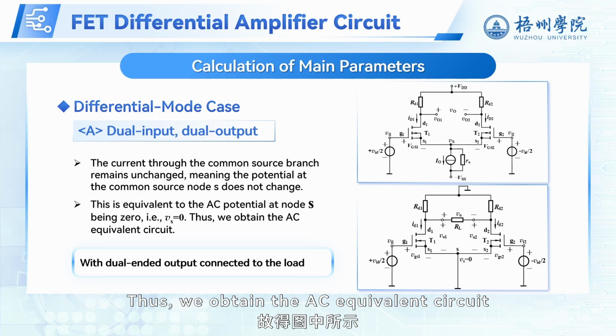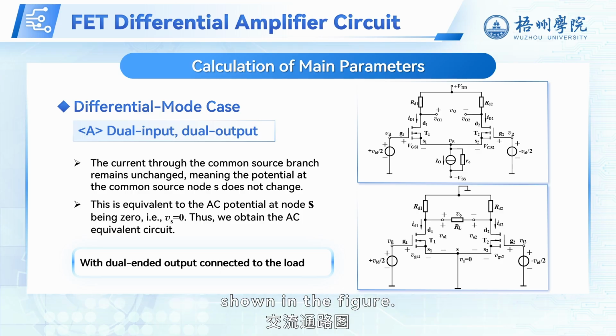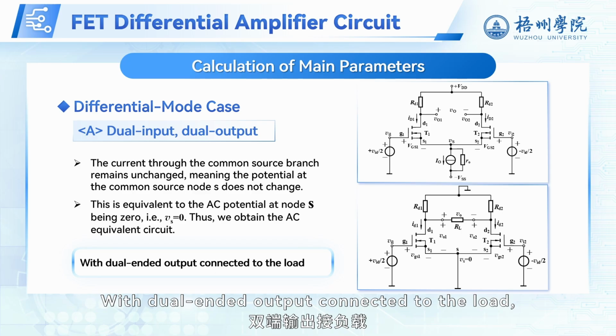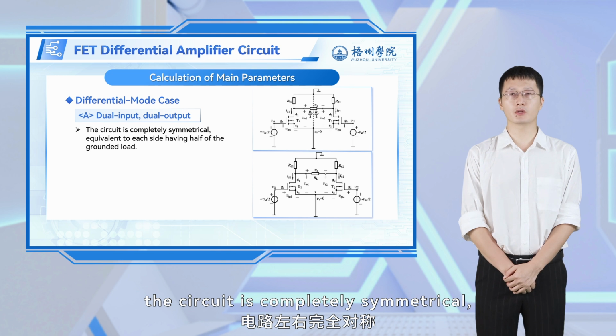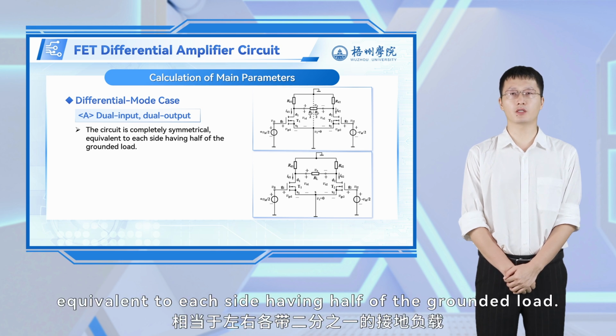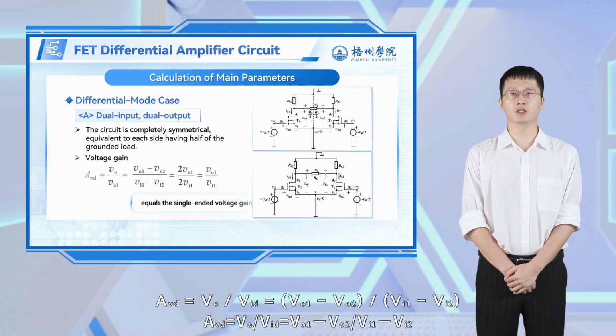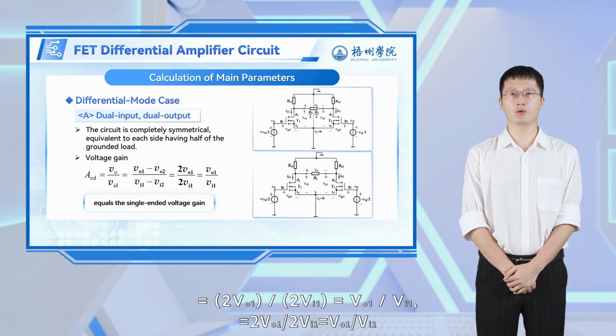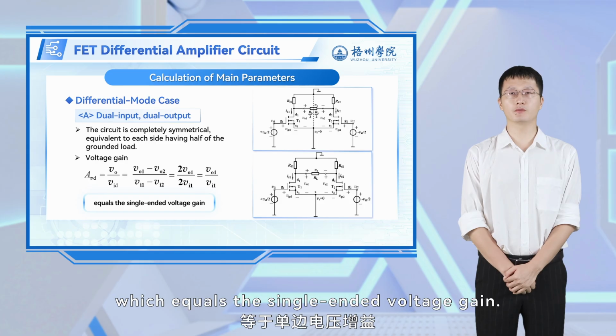Thus, we obtain the AC equivalent circuit shown in the figure, with dual-ended output connected to the load. The circuit is completely symmetrical, equivalent to each side having half of the grounded load. Voltage gain. A sub VD equals VO divided by V sub ID equals VO1 minus VO2 divided by V sub I1 minus V sub I2 equals 2 VO1 divided by 2 V sub I1 equals VO1 divided by V sub I1, which equals the single-ended voltage gain.